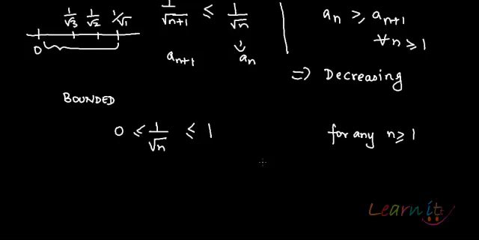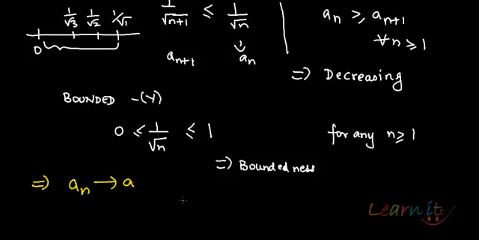So what does that mean? That means that this is a bounded sequence. That implies boundedness. So yes, it is bounded. So these two things actually imply that this sequence an would definitely converge to some a belonging to the real numbers.